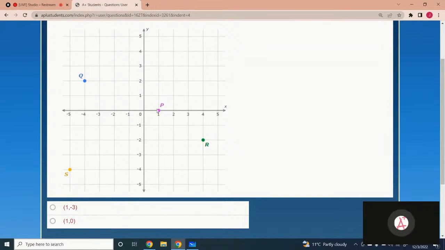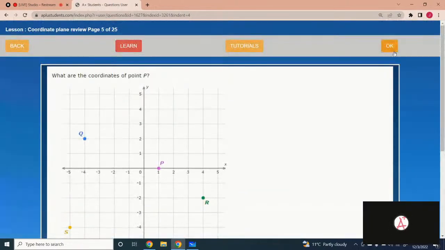It would be x is 1 and y is 0. So it would be 1 and 0. So just select the correct option, then click on the OK button.